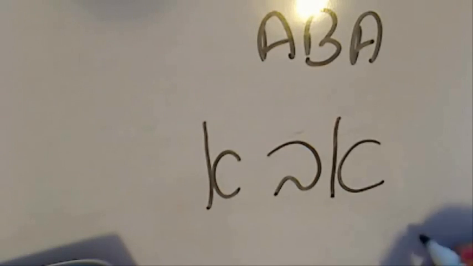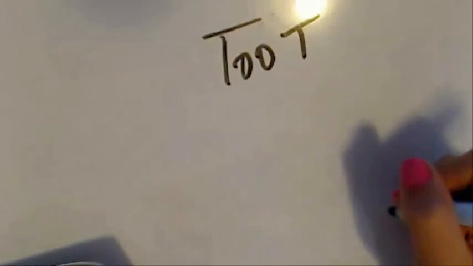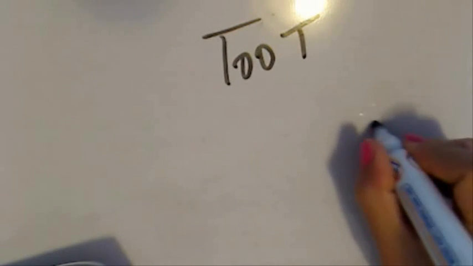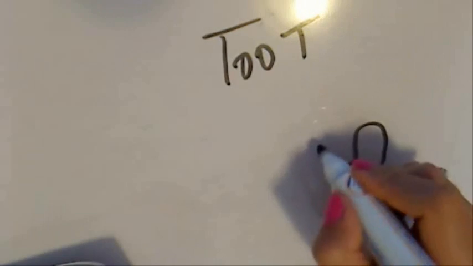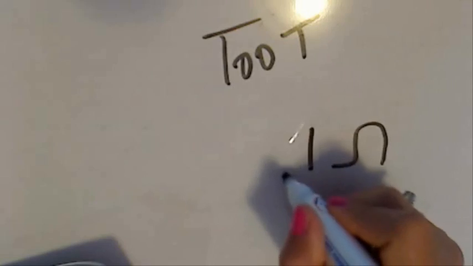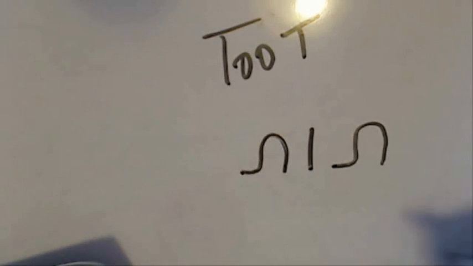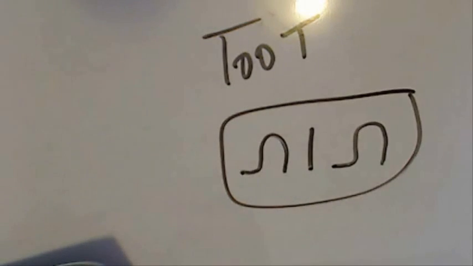Let's try another word, the last one. The word strawberries, toot. If I want to write toot, then I would write tav, which is a T sound, a vav, which is a U sound, and another tav, toot. This is toot. Okay?